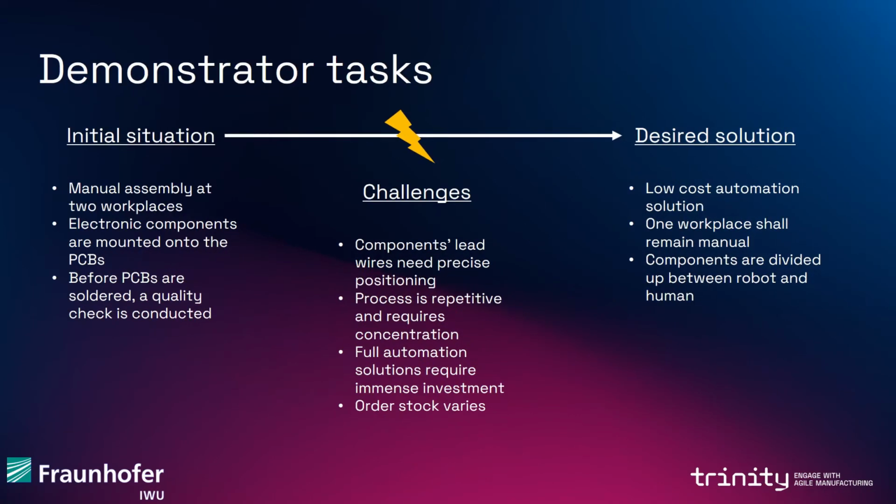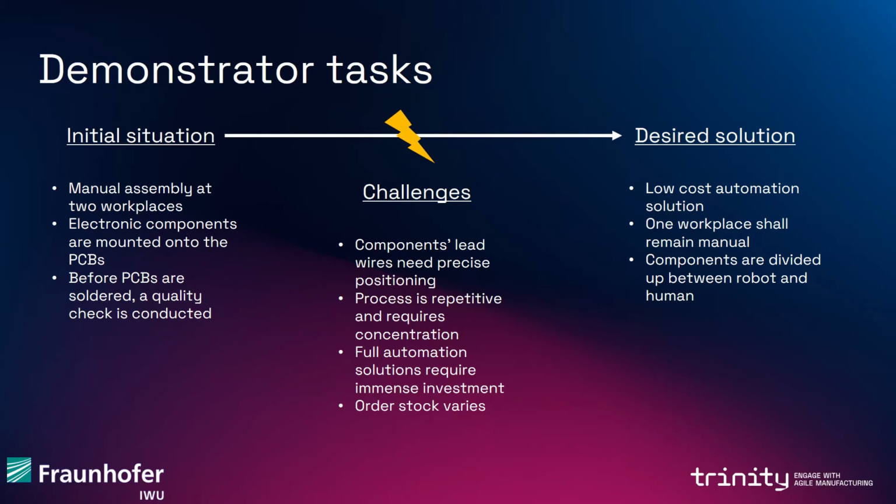Let's start with the demonstrator's tasks. The initial situation of the workstation is that two assembly workers assemble printed circuit boards or PCBs manually. They mount electronic components such as resistors and capacitors onto the PCBs. Before the PCBs go to soldering, a manual quality check is performed. Since the mounted parts are through-hole technology components, they have long and thin lead wires that have to fit into the holes of the PCB precisely.